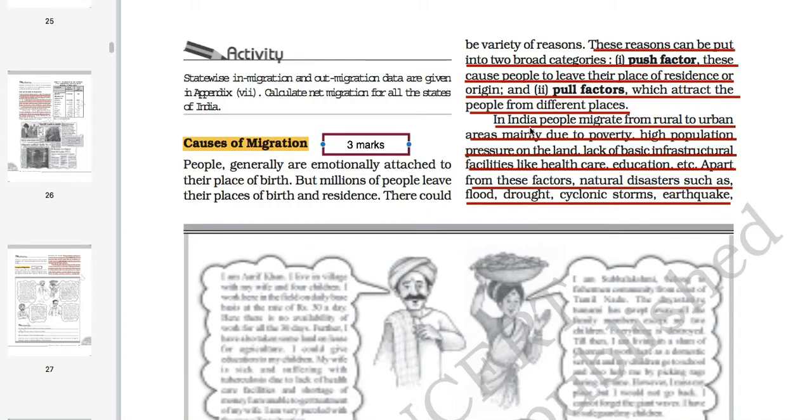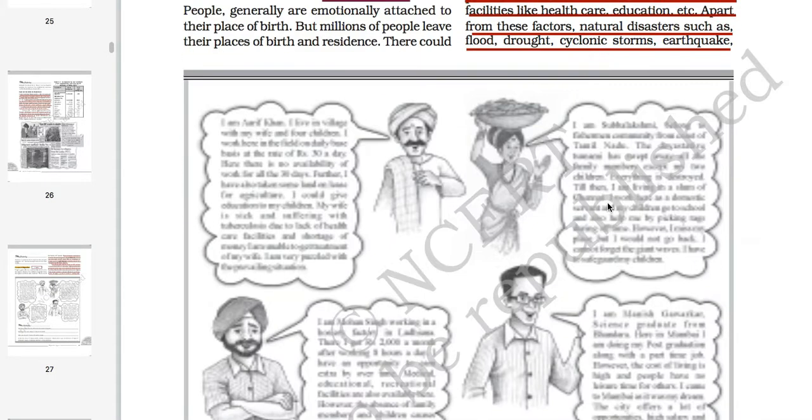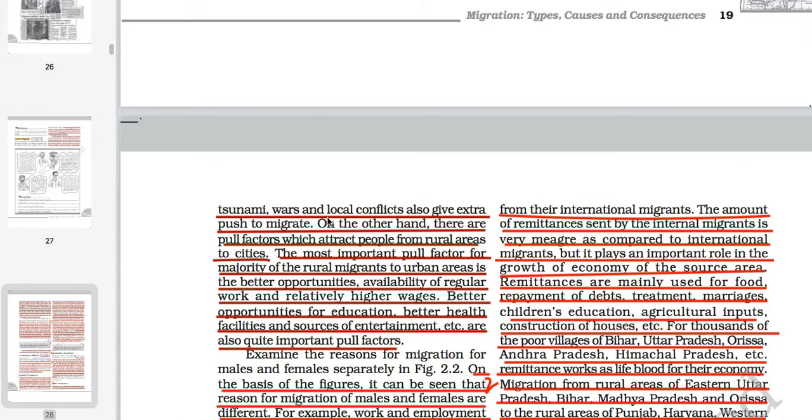In India, people migrate from rural to urban areas. Why do people migrate from rural areas to urban areas? Because in rural areas there is poverty, high population pressure on the land, and lack of basic infrastructural facilities: there are no proper healthcare facilities, no education, and no proper sanitation facilities. There are also other factors like natural disasters, which are responsible for people leaving their place of residence or origin. These natural disasters are floods, droughts, cyclonic storms, earthquakes, tsunami, war, and local conflict. They also push people to migrate.